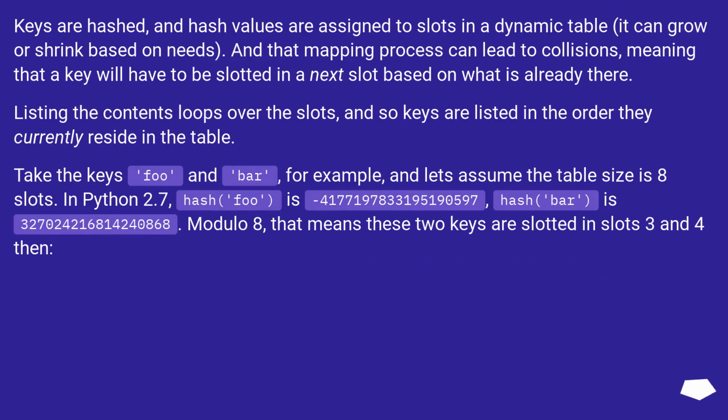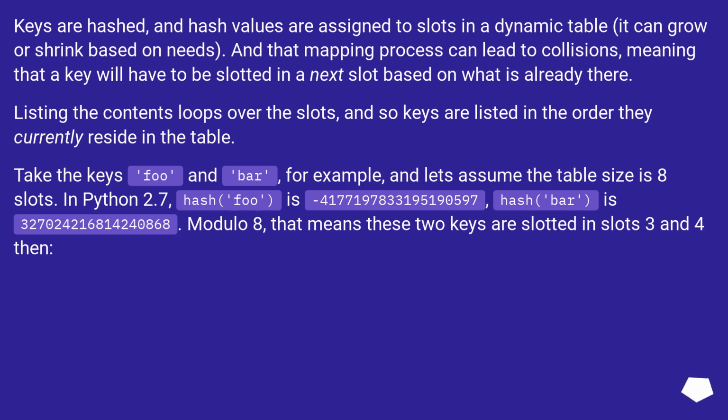Keys are hashed, and hash values are assigned to slots in a dynamic table. It can grow or shrink based on needs. And that mapping process can lead to collisions, meaning that a key will have to be slotted in a next slot based on what is already there. Listing the contents loops over the slots, and so keys are listed in the order they currently reside in the table. Take the keys foo and bar, for example, and let's assume the table size is 8 slots.